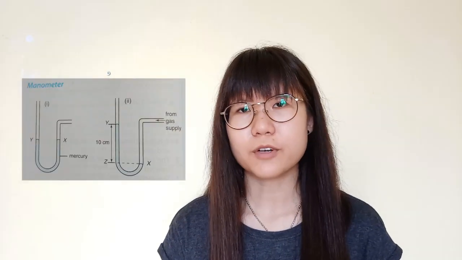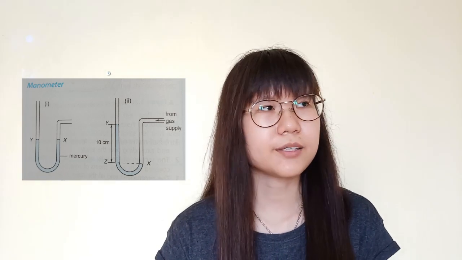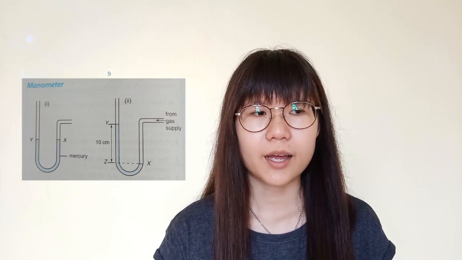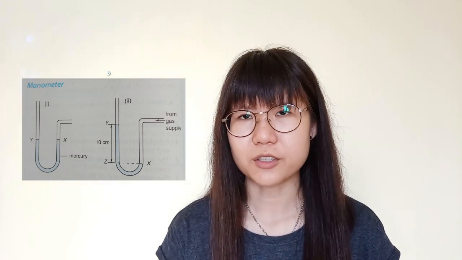32. Pressure equals P_A plus h rho g. This is used for a liquid manometer. P_A is the atmospheric pressure, h is the height difference in the manometer, rho is density, and g is gravitational acceleration. 33. P2 equals P1. Hence, F2 over A2 equals F1 over A1, and this is commonly used for a simple hydraulic system.